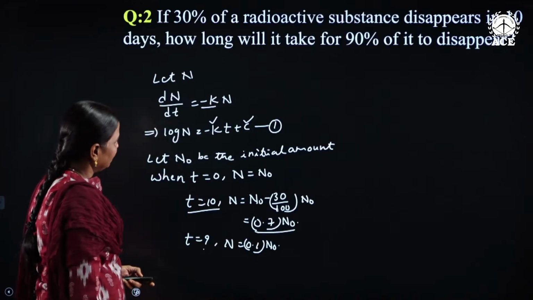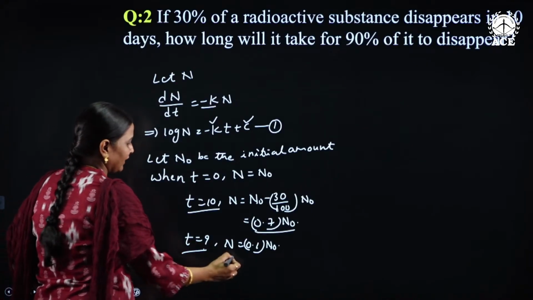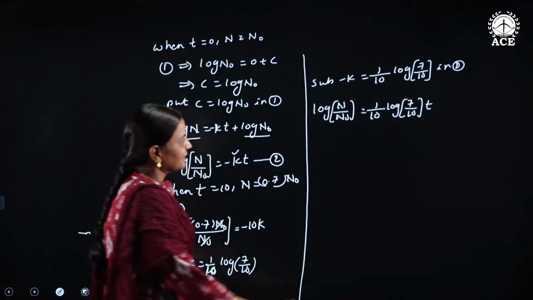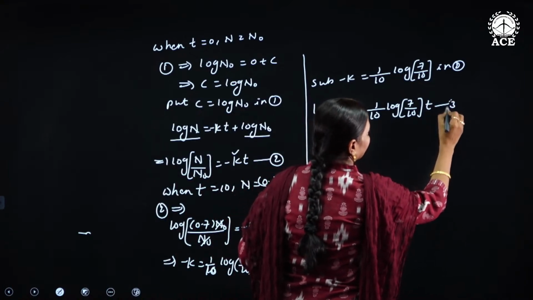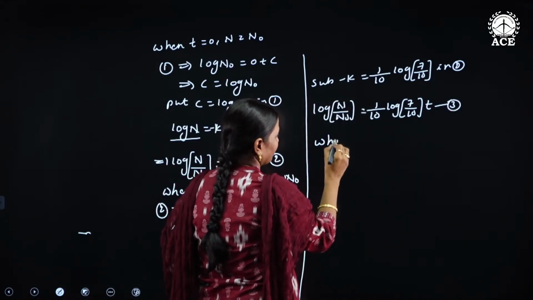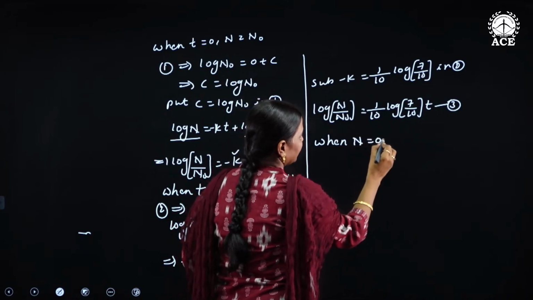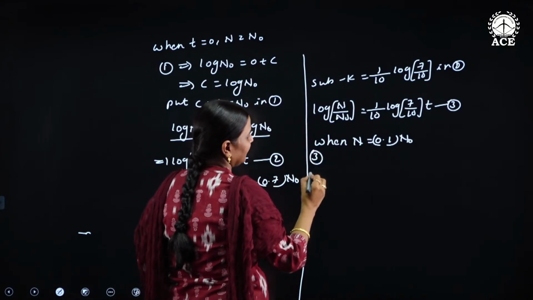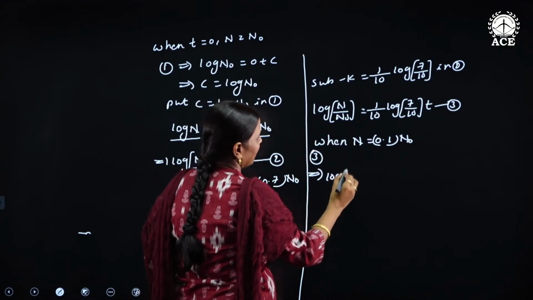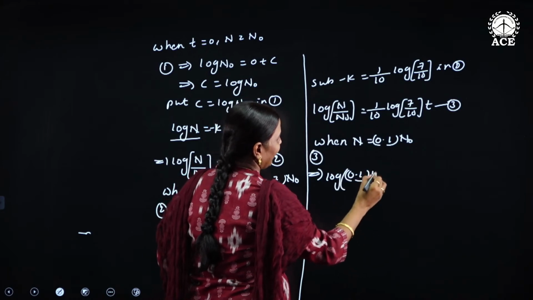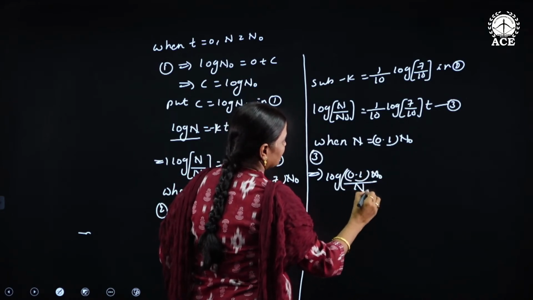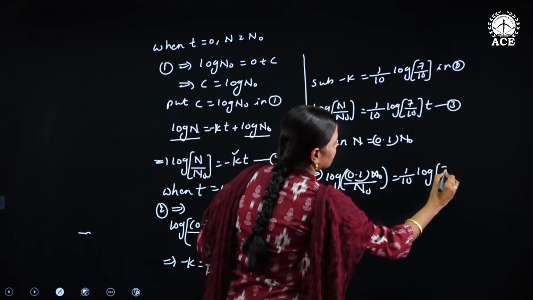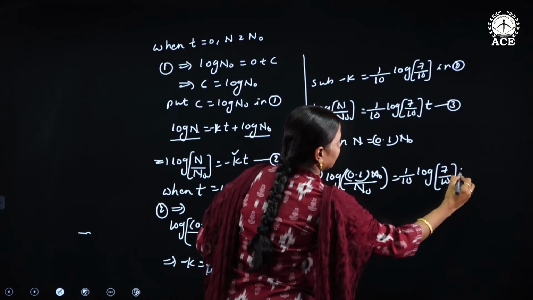Next, what we have to find? We have to find the t value when N is equal to 0.1 into N naught. Let us call this new equation equation 3. Substitute N is equal to 0.1 into N naught. Equation 3 can be written as log of 0.1 N naught by N naught is equal to 1 by 10 into log of 7 by 10 into t.